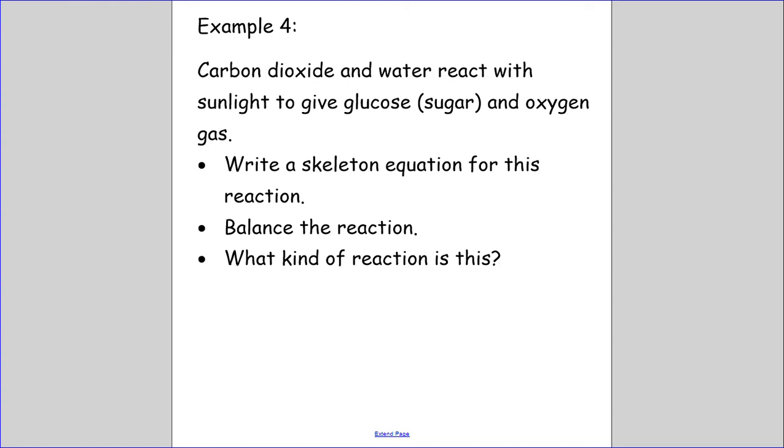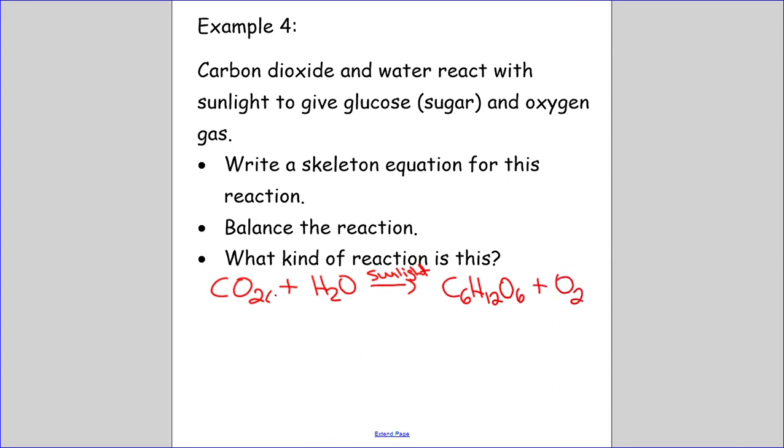Carbon dioxide, okay, carbon dioxide is CO2. We're going to add to that some water, some carbon dioxide and water, reacts with sunlight, so sunlight is kind of our catalyst in this whole thing, to give glucose, which is sugar, and I don't expect you to know right off the chemical formula for sugar, but you can certainly look it up, and it is C6H12O6. And it also gives off some oxygen gas, okay, O2.